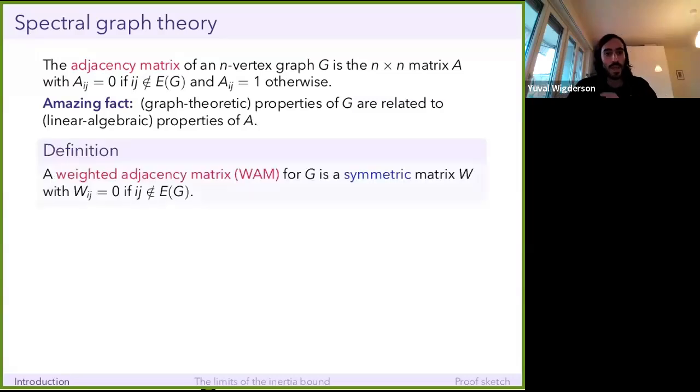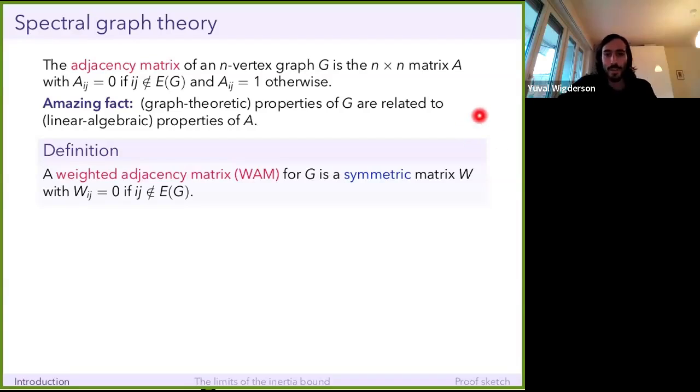In this talk, we'll actually be working with a slightly more general object, which is what's called a weighted adjacency matrix. A weighted adjacency matrix is just like the adjacency matrix, except where before I had a 1, I'm allowed to put any number: positive, negative, 0. I have to keep it symmetric. That's a condition I'll impose. And the only other condition is that when there's a non-edge of the graph, I have to put 0. So I start with the adjacency matrix, and I can turn all the ones into whatever I want while maintaining symmetry.